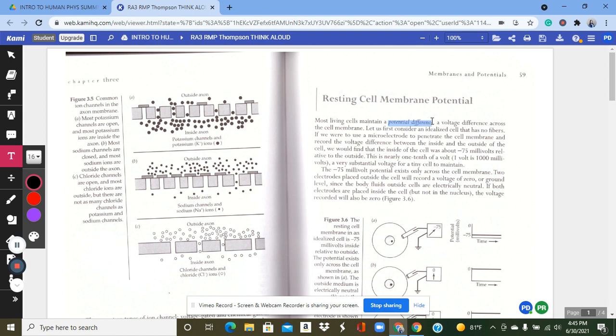If we were to use a microelectrode to penetrate the cell membrane and record the voltage difference between the inside and the outside of the cell, we will find that the inside of the cell was about negative 75 millivolts relative to the outside. This is nearly one tenth of a volt. 1 volt is a thousand millivolts. Probably might be useful for conversions and dimension analysis. So, a very substantial voltage for a tiny cell to maintain.